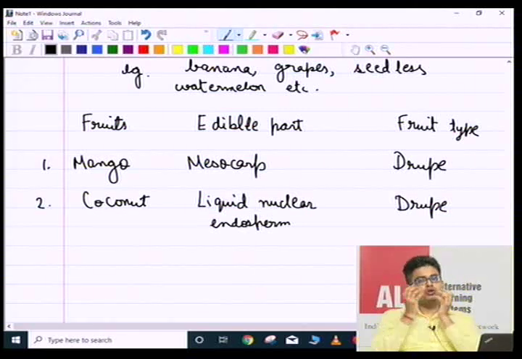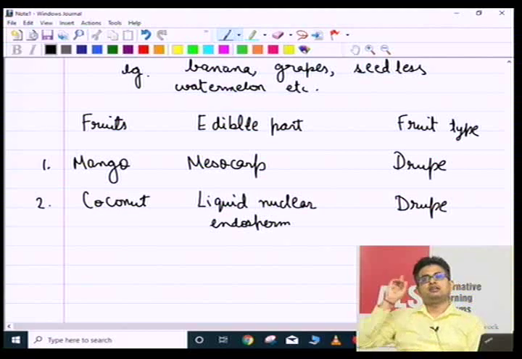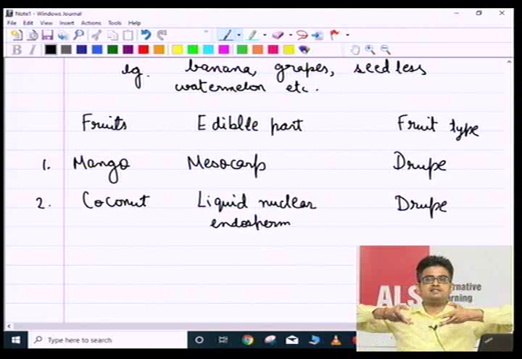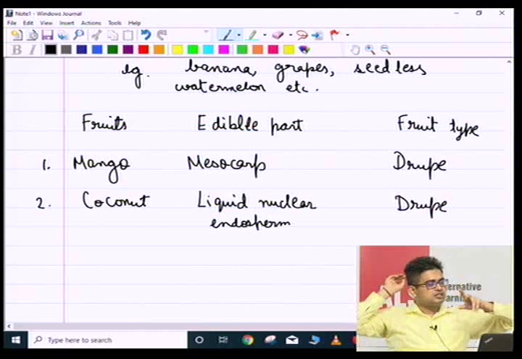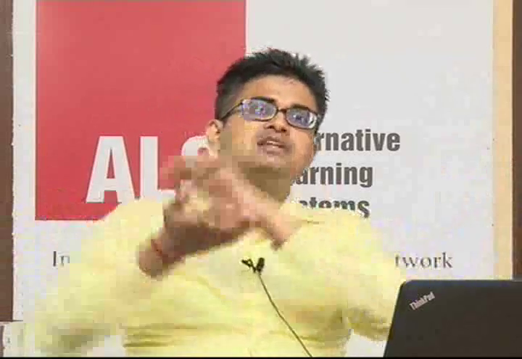And in the seed, what do we eat or consume? That is the liquid nuclear endosperm. Coconut water is liquid nuclear endosperm. Liquid nuclear means there are a lot of cells in which cytokinesis has not happened, but karyokinesis is complete. So mitosis is happening in the endosperm cells, but they are not forming separate cells. That is why it is liquid.